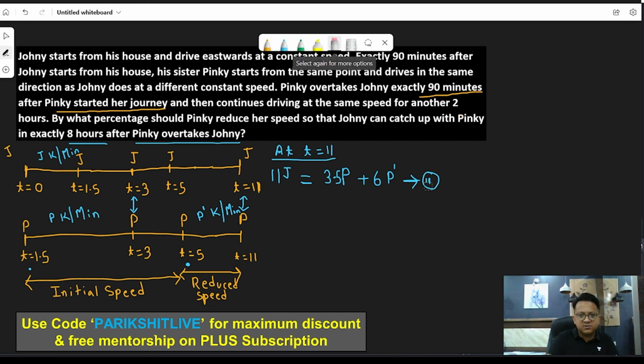Okay. Next. What more can we frame? I think, remember, at t is equal to 3 also, the distance traveled is the same. Can you see? The distance traveled is the same at t is equal to 3 also. So let's take that point as well. At t is equal to 3. Remember, again, they are at the same point, so the distance traveled will be the same.